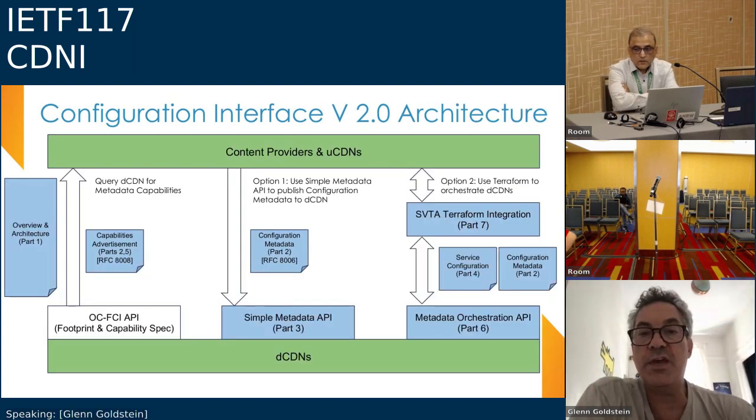This puts the SVTA configuration interface in context of how the flow works between upstream CDNs and downstream CDNs. The upstream CDN will query the downstream CDN for capabilities, that's FCI, and we will be proposing an FCI metadata extended object that allows for some fine-grained advertisements of capabilities. Then an upstream CDN can push metadata into the downstream CDN with what we call our simple API extensions on top of the RFC 8006 metadata interface. We're also looking at future work on an orchestration API with much richer capabilities and integration with Terraform. We'll have to see how much of that we move into the IETF, but that's the big picture of where SVTA is going.